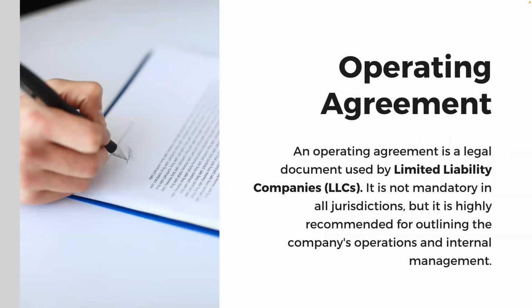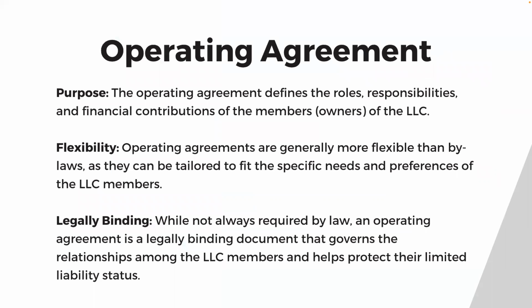An operating agreement is a legal document used by limited liability companies, the LLCs. It is not mandatory in all jurisdictions, but it's highly recommended for outlining the company's operations and internal management. The operating agreement defines the roles, responsibilities, and financial contributions of the members, the owners of the LLC. It outlines how profits and losses will be distributed, the management structure, voting rights, and procedures for adding or removing members, along with other provisions.